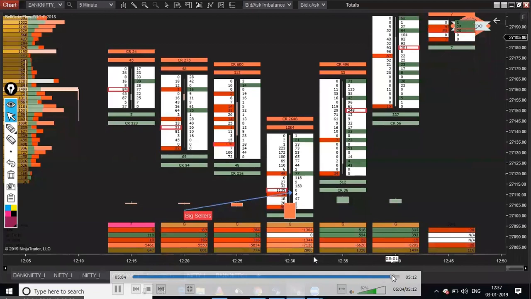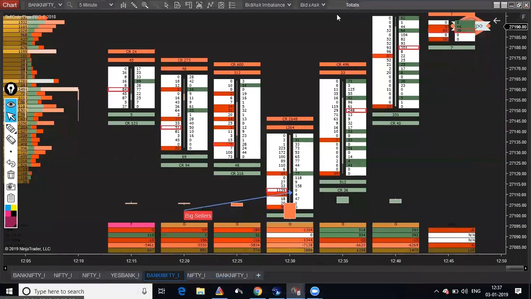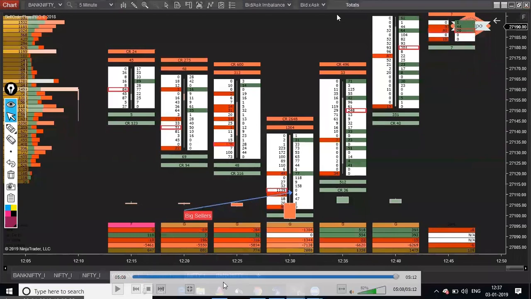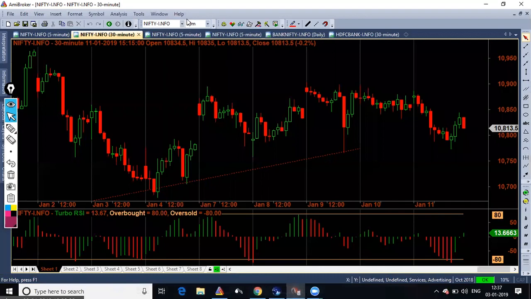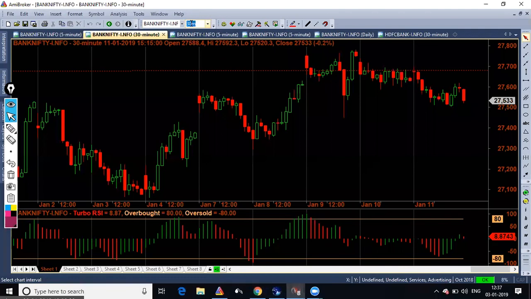This is 3rd of January, right? So I'm going to stop here, and I'll show you how the day looks on a 1 minute chart and a 5 minute chart, and how the response was. It went up some 120 points from there and completely reversed all its gains. So this is on 3rd of January. Go to 3rd of January in Bank Nifty. A 5 minute candle looks something like this.